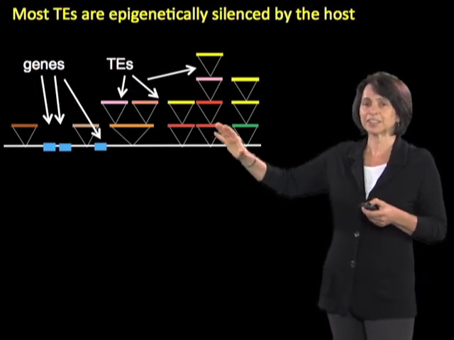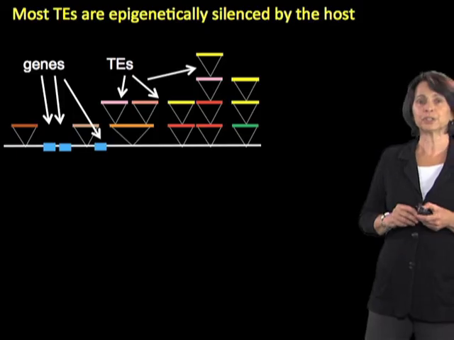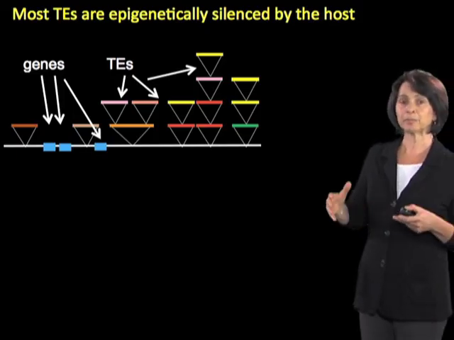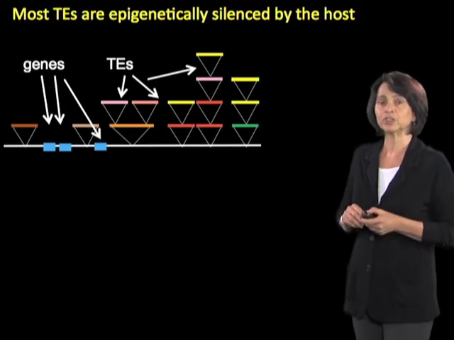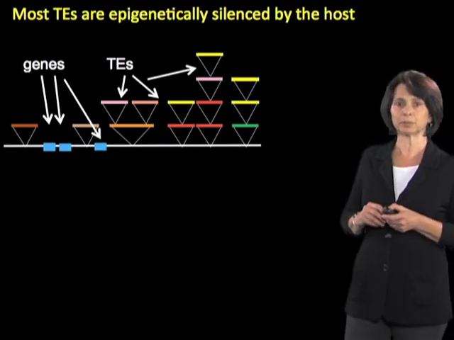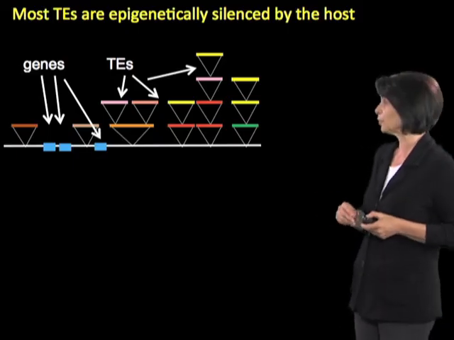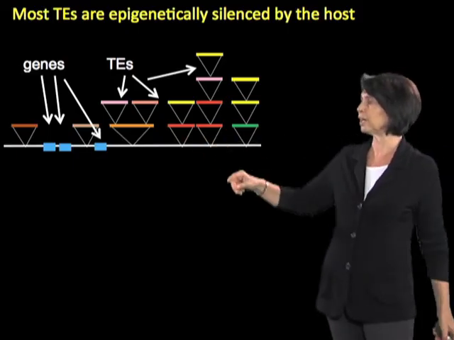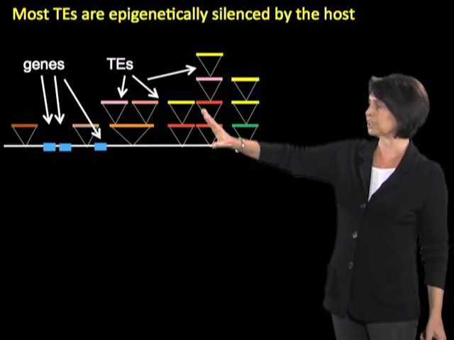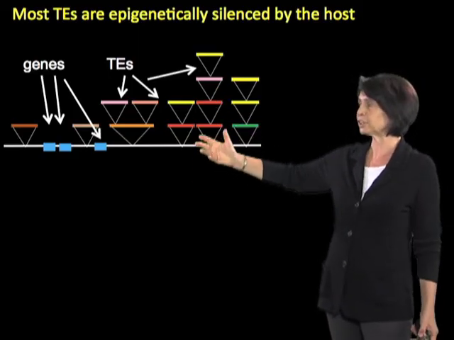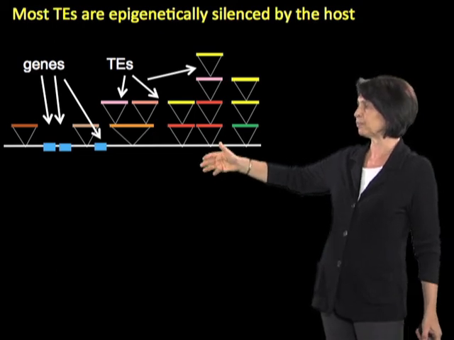So this is just an example of a region of the barley chromosome. Remember I said that 85% of the barley genome is derived from transposable elements. And this is how a region of the genome might look. So here we have a few genes, the little blue boxes over there. And what you see stacked up here are all the transposable elements. They're the vast majority of this particular region of the genome.